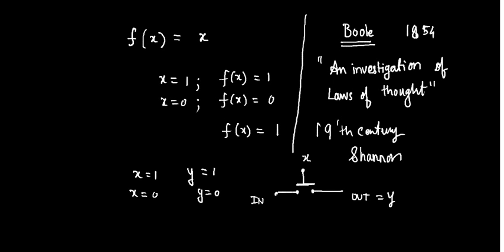I can simply represent it with a switch, something like this. When I push, it will disconnect. Assume that there is a spring there; if I simply remove my finger, it will connect again. So if X is not there, that means I am not doing the pushing operation, then the output will be 1. If X is there, output will be 0. This is an inversion operation. This can be considered an inverter.